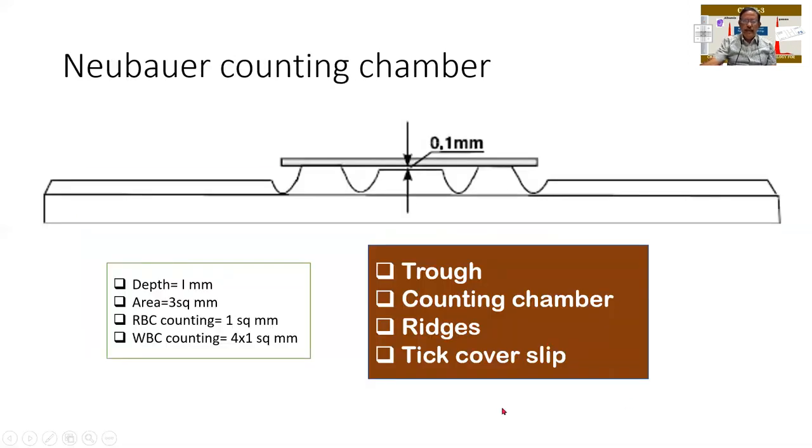This is an important diagram I would like you people to kindly follow. I find that there is a thick cover slip, specially used for the Neubauer chamber. And this is the trough or the depression on either side. And this is the platform. And these are the ridges which will be supporting the cover slip. So you people can make out the trough, the counting chambers, ridges, and the thick cover slip. The spelling is over here. And the depth of the chamber is about 0.1 millimeter.